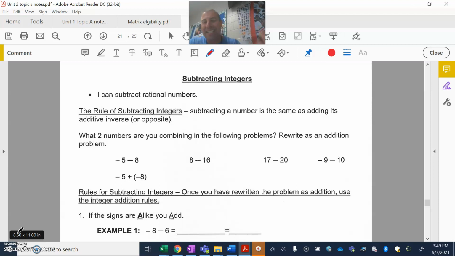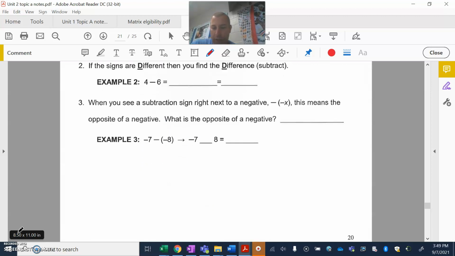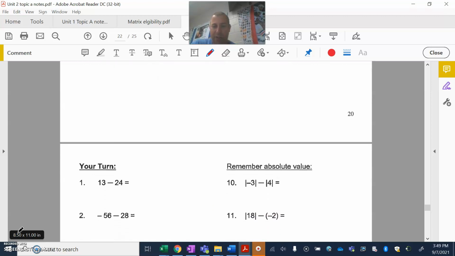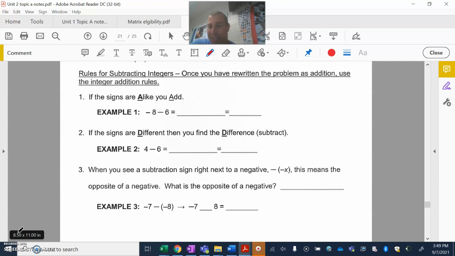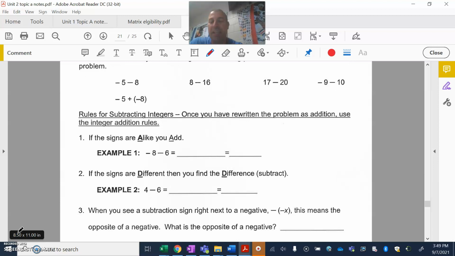So check this out. All right? Let's just dive into them. Let's just move right along to where it says your turn. I don't like those first few ones. Let's go back. Okay. All right. Sorry. Change of plans. So negative 5 minus 8.